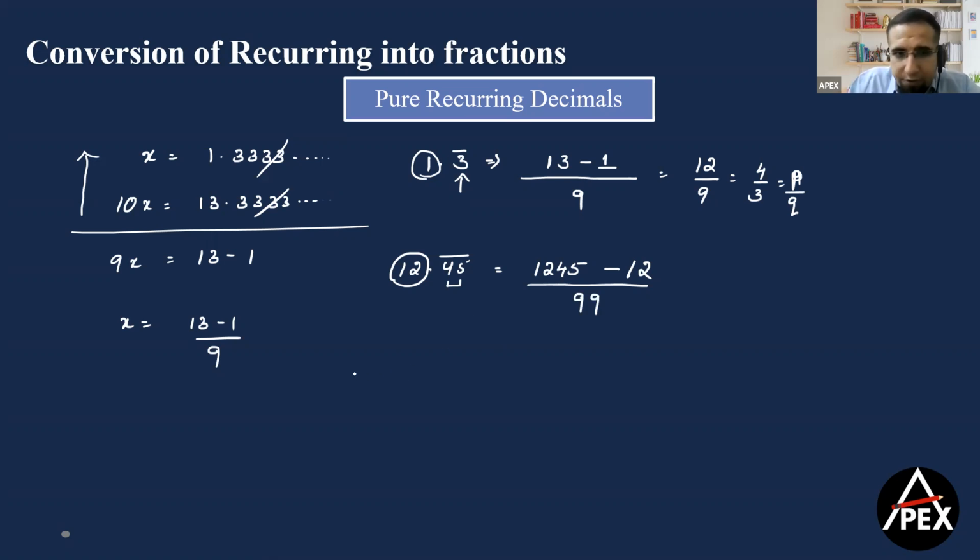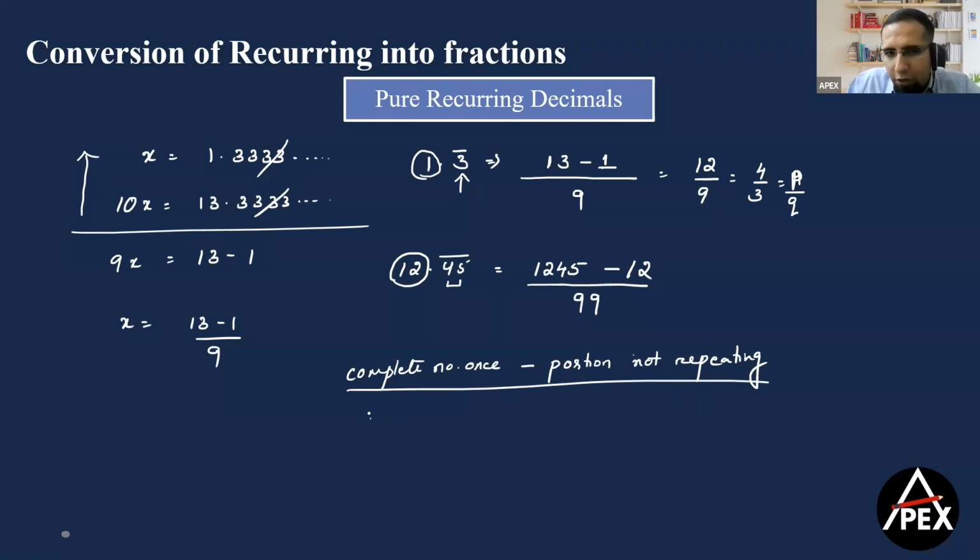So the numerator is the complete number once, right? Without repetition and without decimal, minus the portion that is not repeating. Clear? Now in the denominator, you will have as many nines as the number of digits that are repeating after decimal.